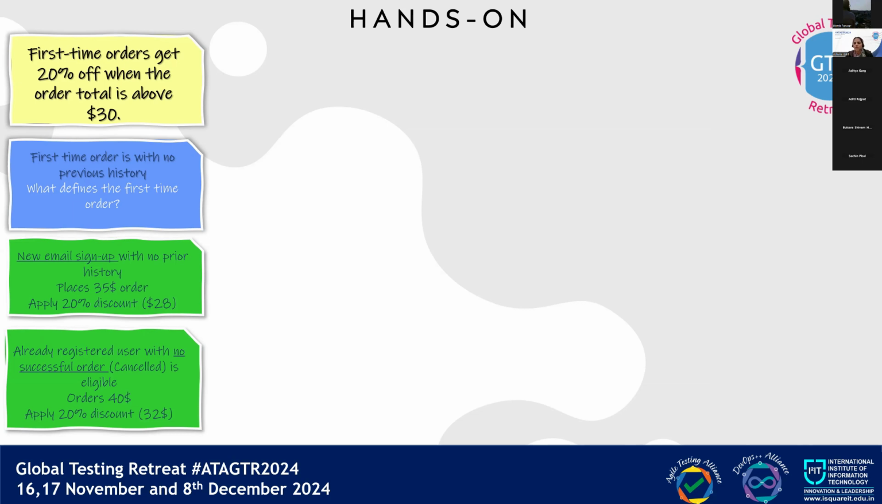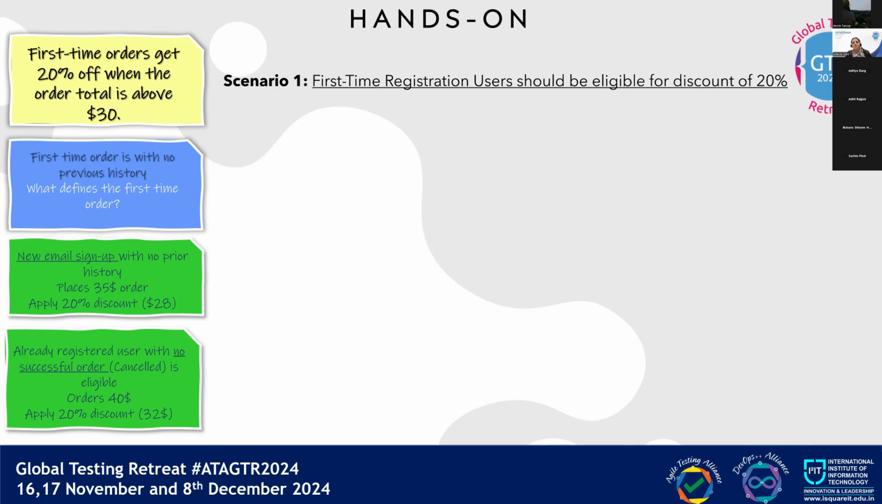All right, chat window is here. Okay. So I'll give the scenario name here. Meanwhile, you can start writing this. First time registration users should be eligible for a discount of 20%. How will you frame this scenario?